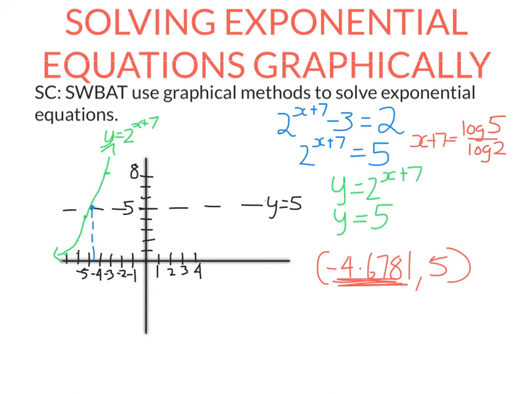The answer you get is something like 2.3219, and then you would just subtract 7 from that. So the exact answer in your calculator is log 5 over log 2 minus 7, which is, you guessed it, about -4.6781. So you don't need to know logs. I was just showing this because some people have learned logs and might find it easier to do it this way than graphically.